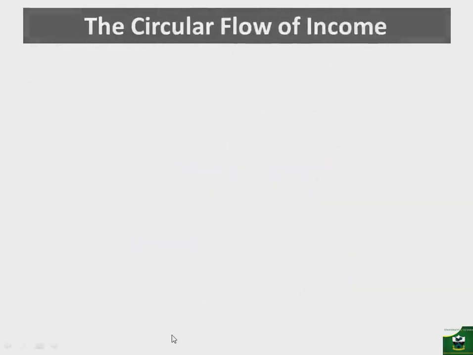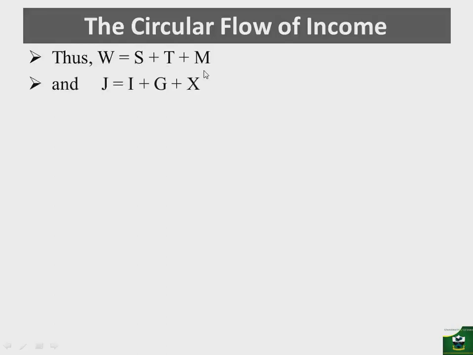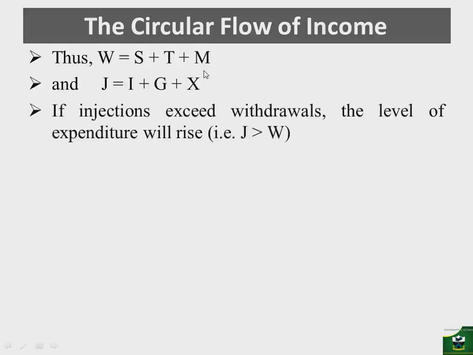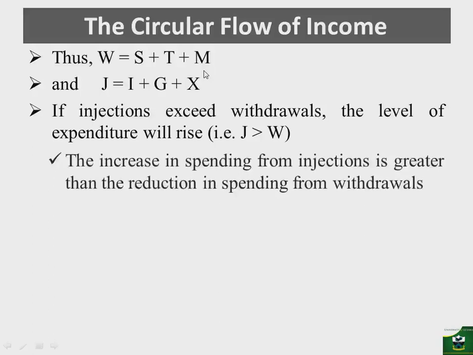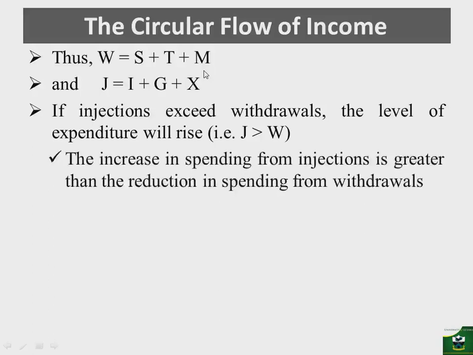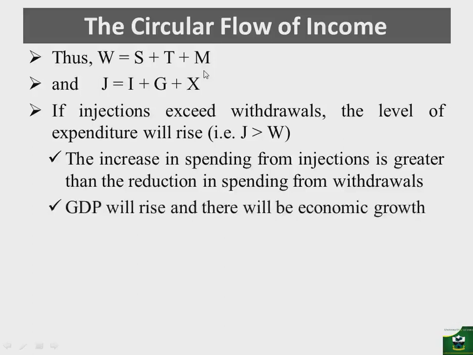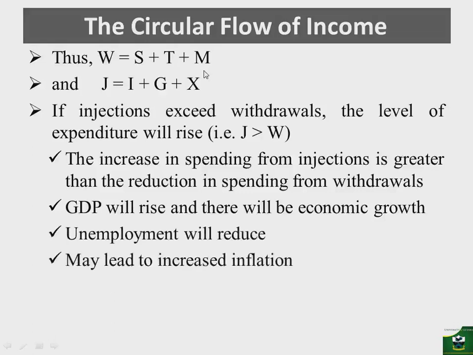Okay, so let's now analyze the withdrawals and injections in more detail. Withdrawals include the savings, the taxes, and the imports, while the injections are the investment, the government expenditure, and the export expenditure. Quick to note is that in equilibrium, injections have to be equal to the withdrawals. If injections are more than the withdrawals, then the level of expenditure will rise. The increase in spending from injections is greater than the reduction in spending from withdrawals, and as such, GDP will rise and there will be economic growth. From there, unemployment will reduce, and this may lead to increased inflation.